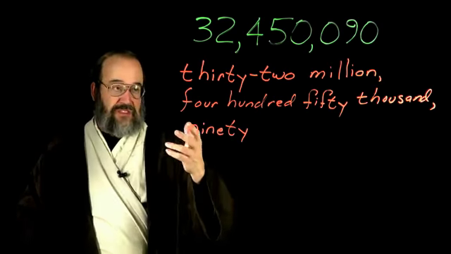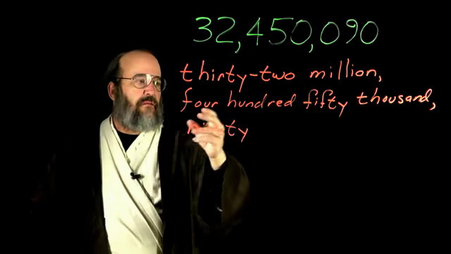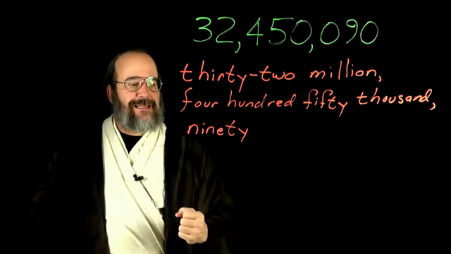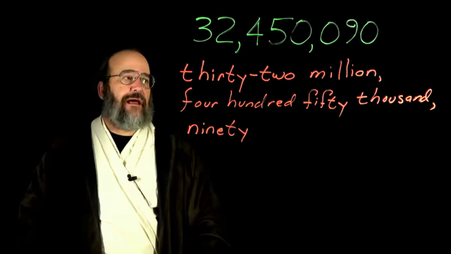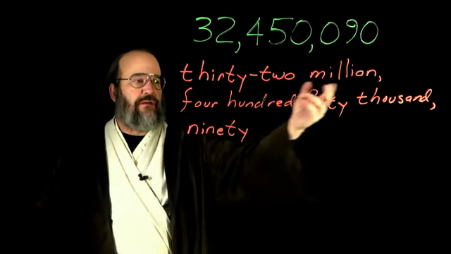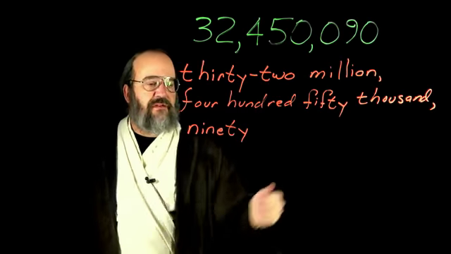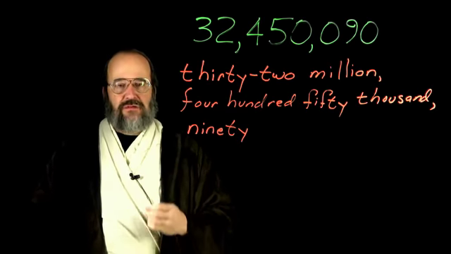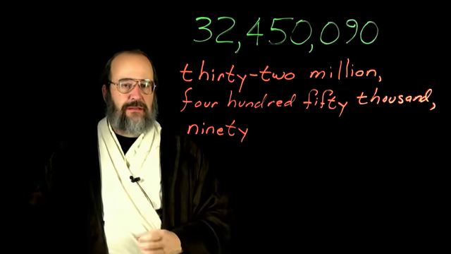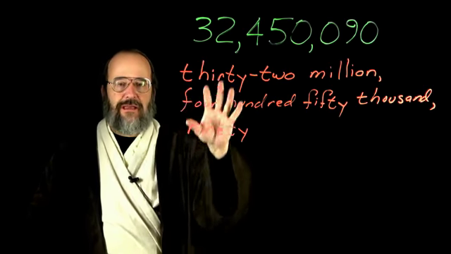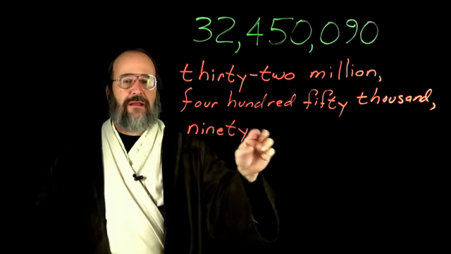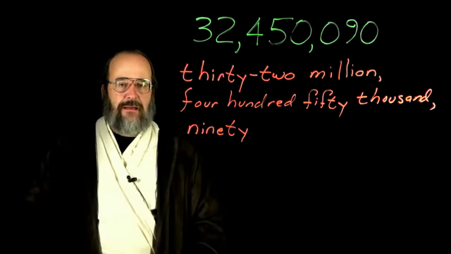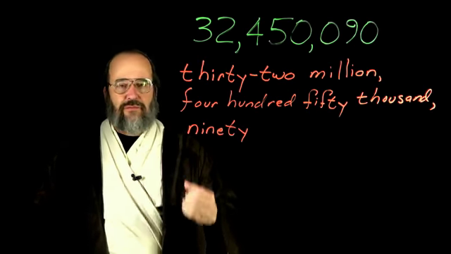Now, when we say this, 32,450,090. Notice I didn't say and 90. A lot of times people have a tendency to want to say 32,450,and 90. The word and is reserved for the decimal point. So we got to make sure we don't throw the and in here. The and would come at the end if we had a decimal number following behind that. So be careful. Don't throw the and in.